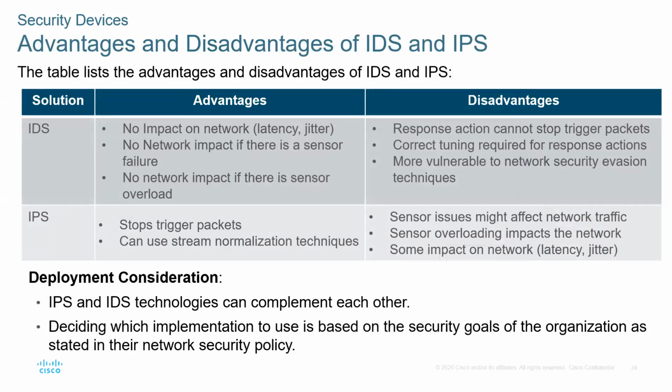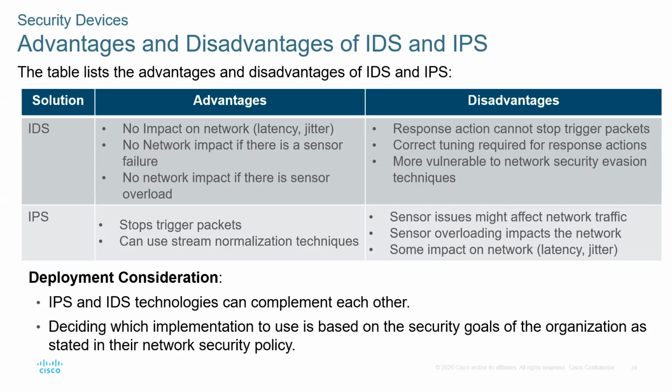IDSs have no impact on the network, no latency or jitter. If there's a sensor failure, it doesn't change anything. It just stops being able to detect anything. And the response is that it can't stop triggered packets. So that means it takes some fine tuning to get IDSs to work correctly, so that it's not detecting legitimate traffic and sending it off to the bit bucket. They're a little more vulnerable to network security evasion techniques. However, an IPS is going to stop trigger packets that are coming through.